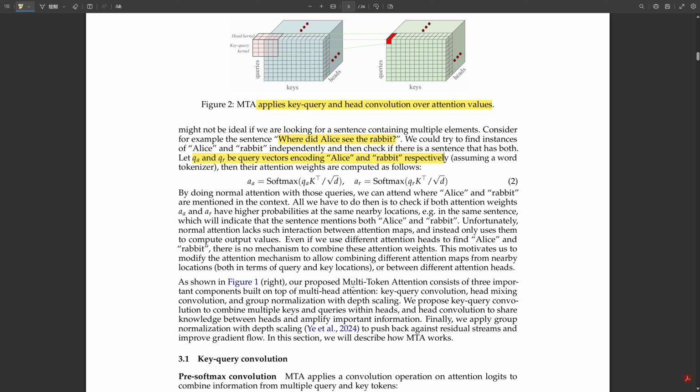Okay, that really clarifies the bottleneck. So how does multi-token attention actually solve this? What's the big innovative jump it makes? The key is that MTA can look at multiple query and key vectors at the same time.